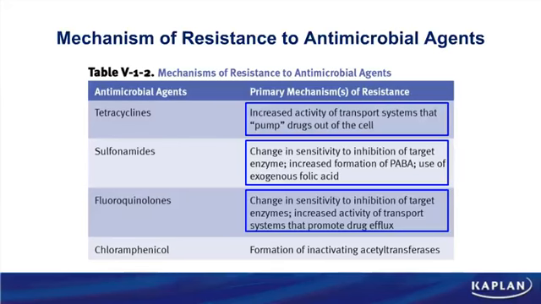For sulfonamides, it turns out that the resistance mechanism is due to the fact that sulfonamides are PABA analogs. So the bacteria will increase their production of PABA to outcompete the sulfonamide. This is a mechanism that we'll talk more about as we get to that particular part of this chapter. Finally, with fluoroquinolones, it's simply changing the target.